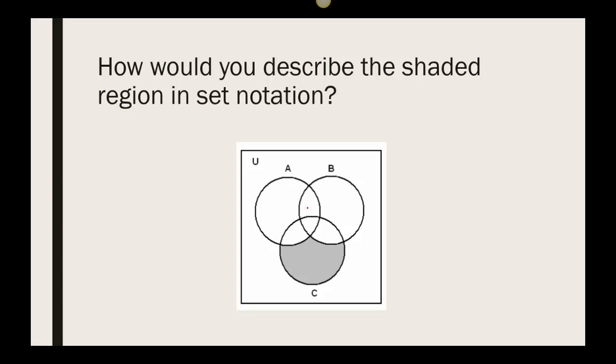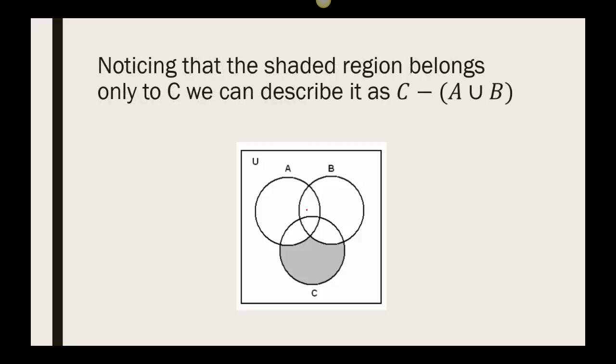So let's see if we could think about how can we describe this part where you can see it's C, but it's not A, it's not B. So one way would be to say it's C, but take away both A and B. So see how I wrote C minus A union B? That way it only kept C, it got rid of the A and the B part.